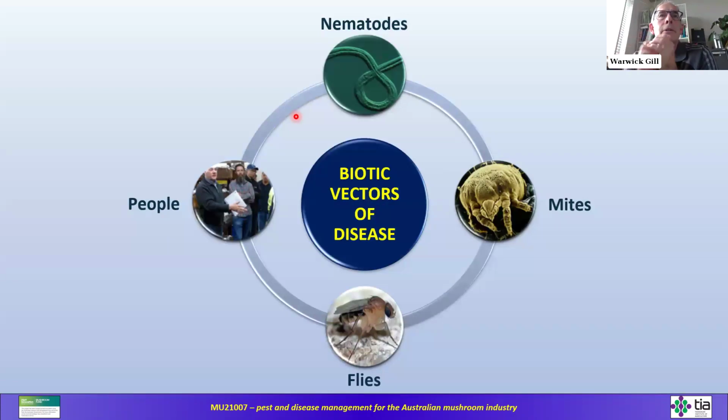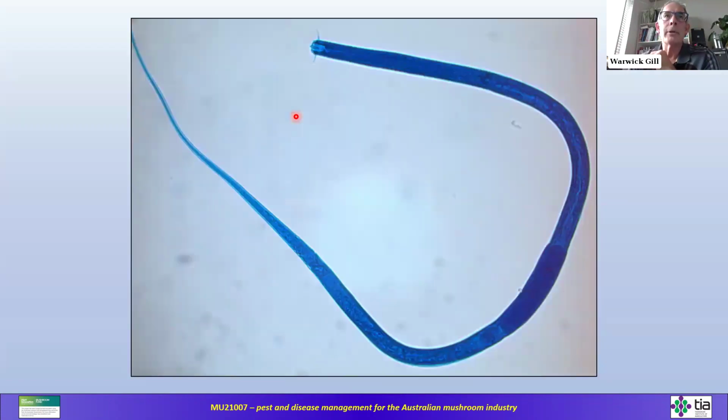So looking at some of the vectors of these diseases, we'll firstly look at the biotic vectors. So that's living vectors. Starting off with our nematodes. So this is our Caenorhabditis, our saprophytic nematode.